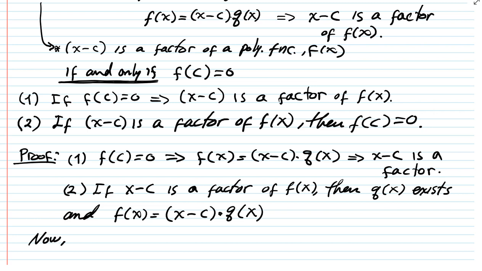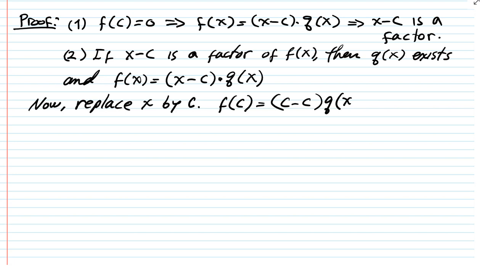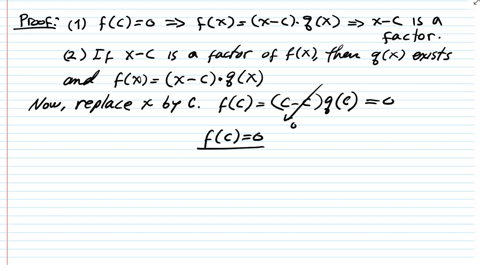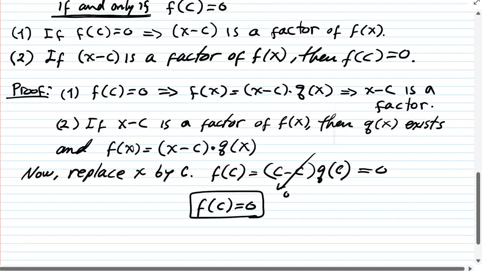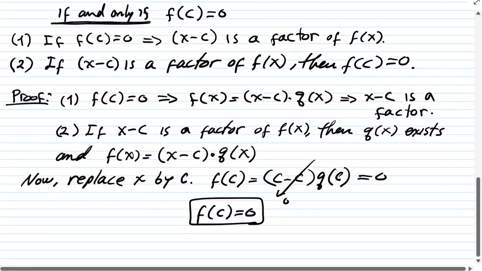Okay, now replace x by c. Replace x by c, and this is what we get. We get f at c is equal to c minus c times q of x, but then replace x by c. So let me just put q of c. There you go. And that's going to be 0 because c minus c is 0. So we just showed f at c must be 0. And that is actually the proof of the factor theorem. Again, you're not responsible for the proof, but it's good to see that this theorem works.